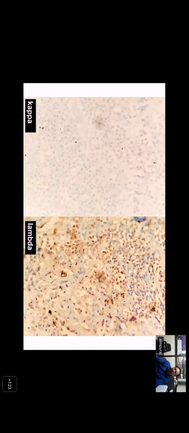CD138, all cells were CD138 positive, confirming that this was a plasma cell lesion, showing some light chain. Kappa and lambda were not really working well, but still there was some background with lambda light chain, and kappa was completely negative. And we had M protein with increased free lambda light chain, right? So bone marrow was done.